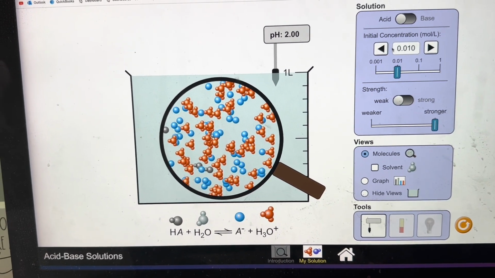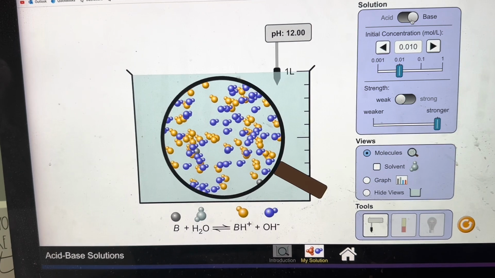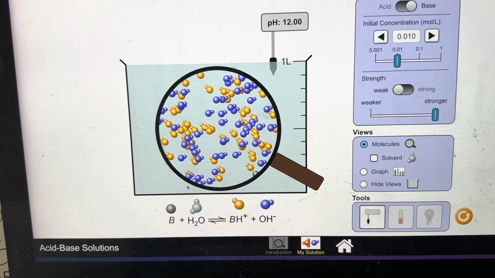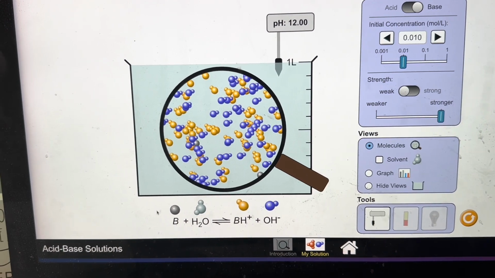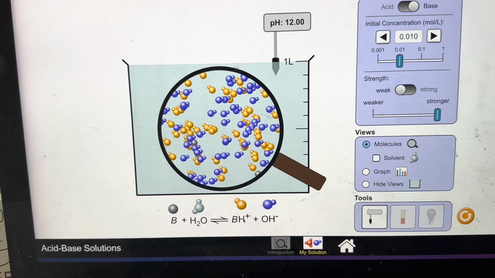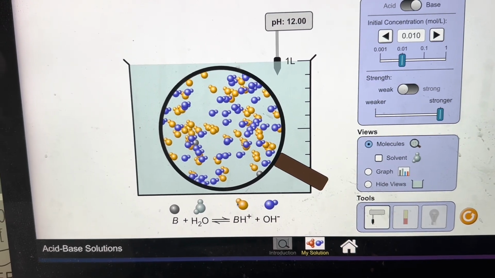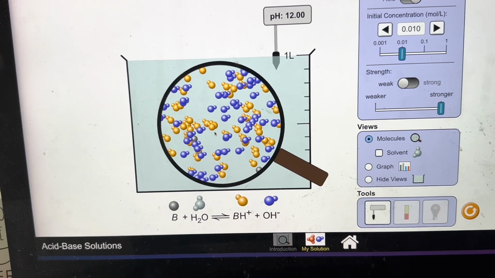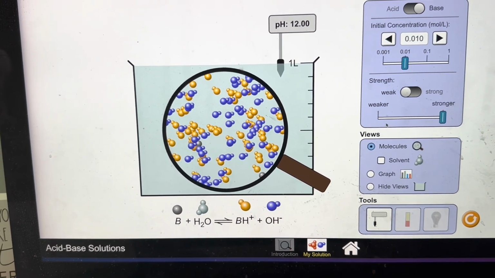Okay, now let's look at a base. So this is a very strong base. It's got a pH of 12. I see that most of my base has turned into BH+. Most of it has accepted a hydrogen ion from the water, because the water is acting as our acid in this instance because it's with the base.